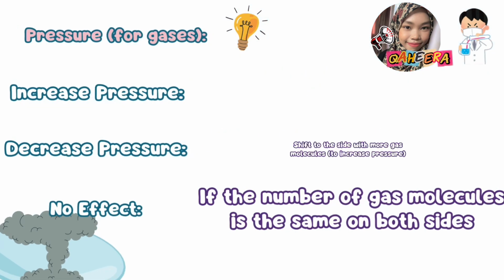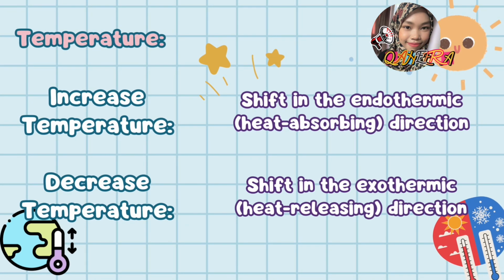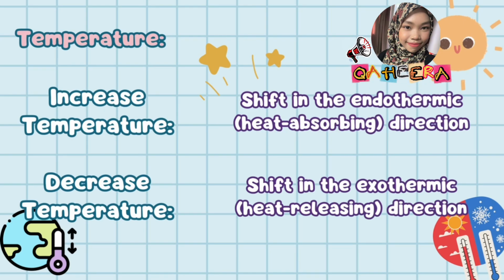Next, effect of temperature. Temperature changes affect equilibrium depending on whether the reaction is exothermic or endothermic. Exothermic reaction, heat is released. Increasing temperature, shift to the left. Endothermic reaction, heat is absorbed. Increasing temperature, shift to the right. Important: temperature is the only factor that changes the equilibrium constant, K.